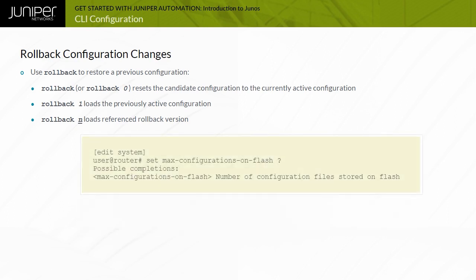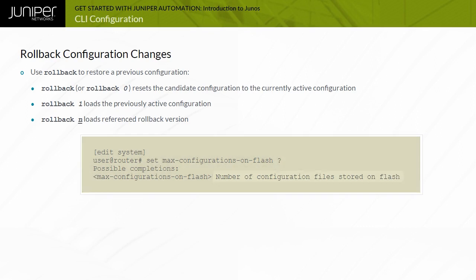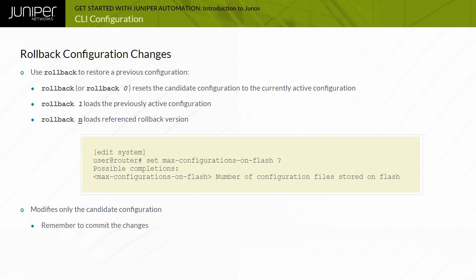The factory default configuration on some of the smaller Junos OS devices restricts the number of rollback files stored by the system. This default setting can be changed to increase the number of rollback files as shown in the example. The rollback command modifies only the candidate configuration. To activate the changes loaded through the rollback operation, issue the commit command.